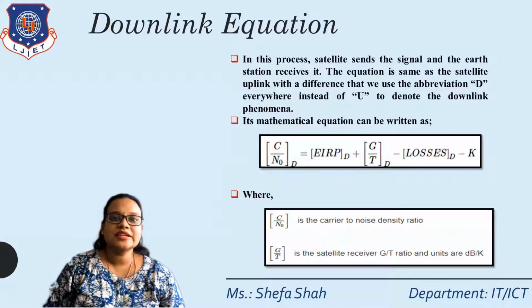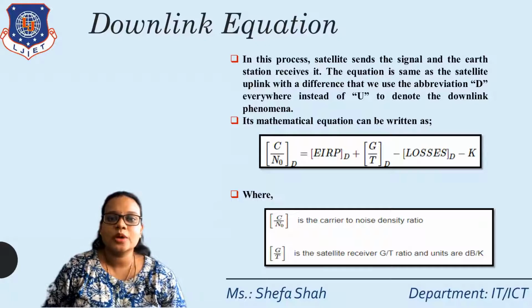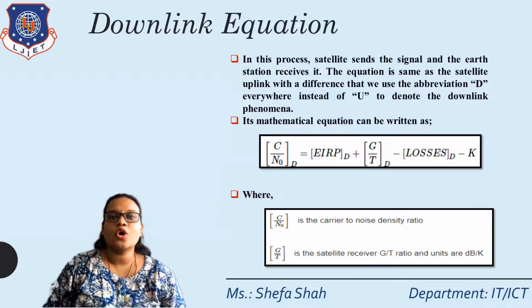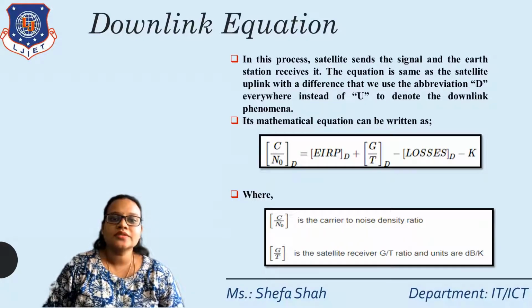Similarly, we will see the downlink equation. The downlink equation is the same as the uplink equation, the only difference being that the suffix D replaces U, representing that the equation is for the downlink. And the opposite phenomenon will happen, such that the satellite will now work as a transmitter and the earth station will now work as a receiver.